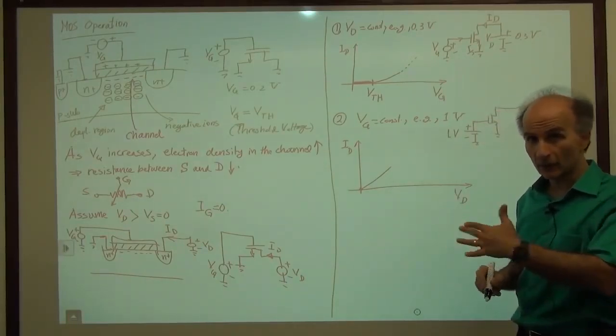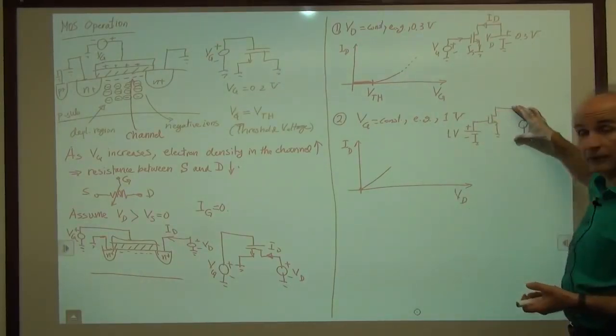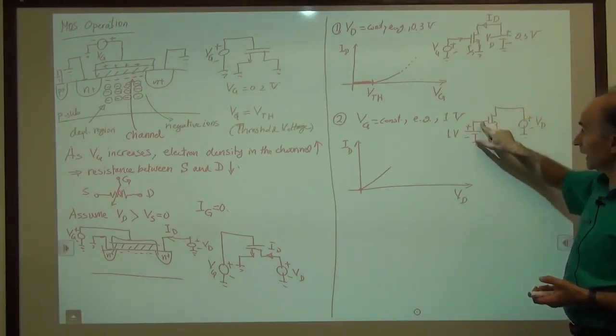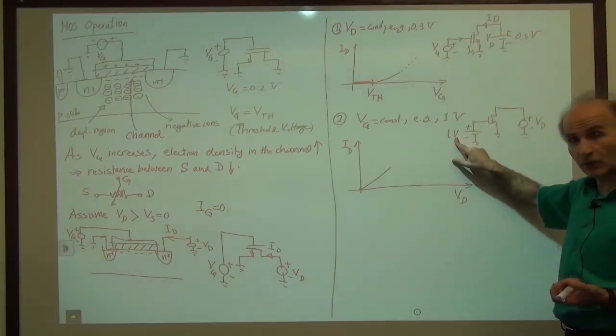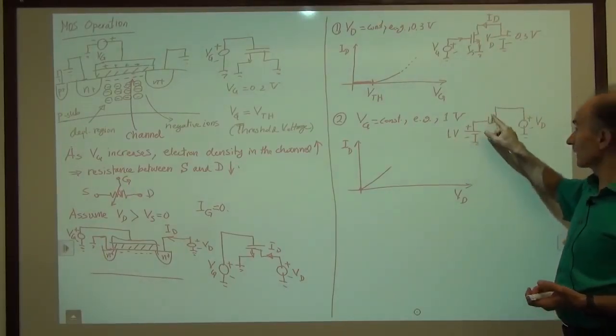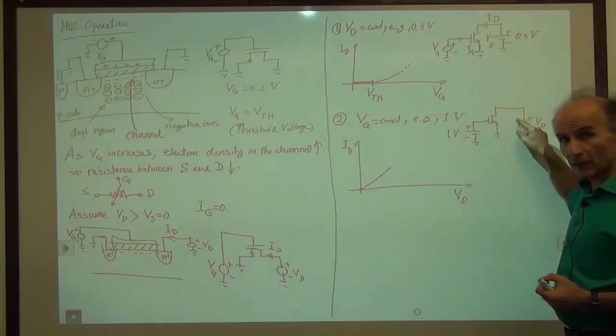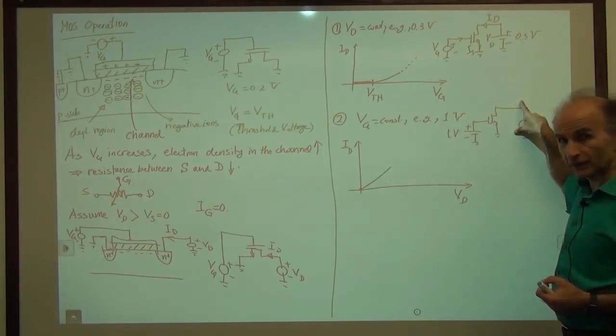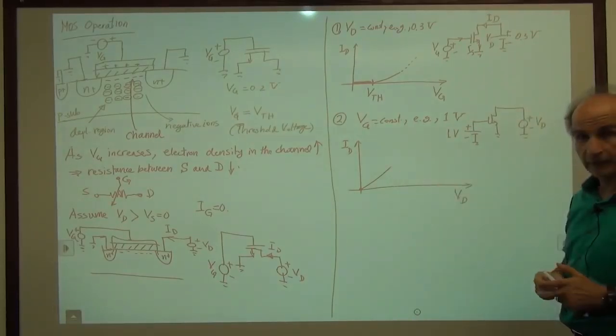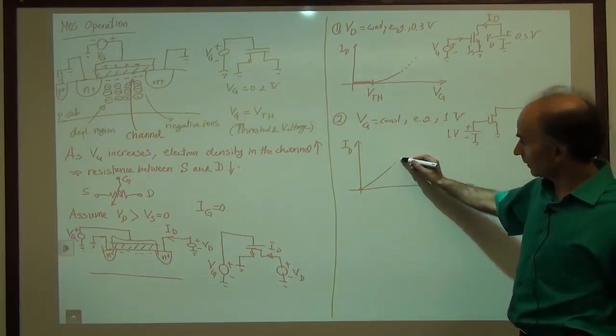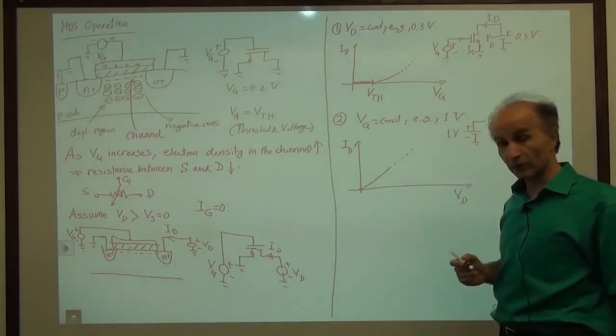right away. There's no concept of threshold on this side, right? Because if the gate has a sufficiently positive voltage on it, there is already a channel of electrons here, and all we need to do is increase this voltage to increase that current. So we get something like that. And again, we don't know where it goes, etc., but that's the general shape of it.